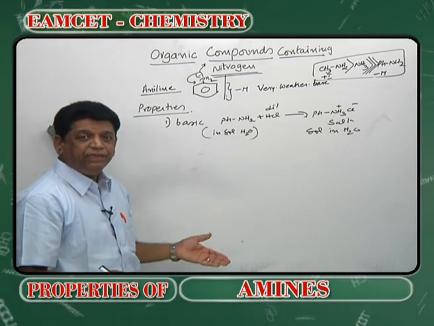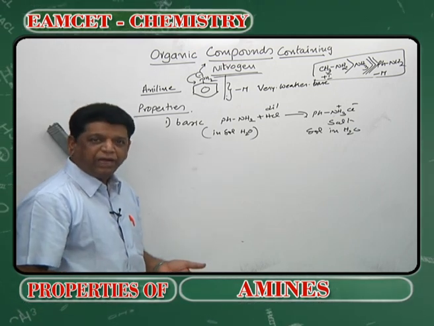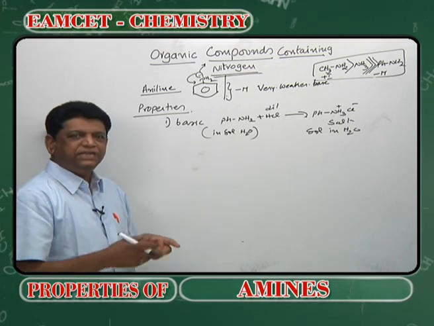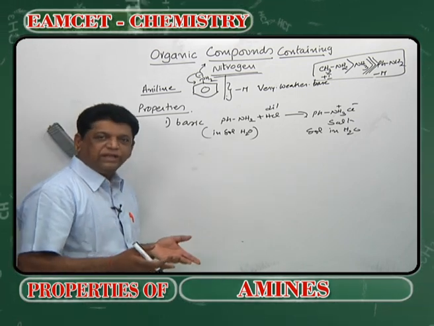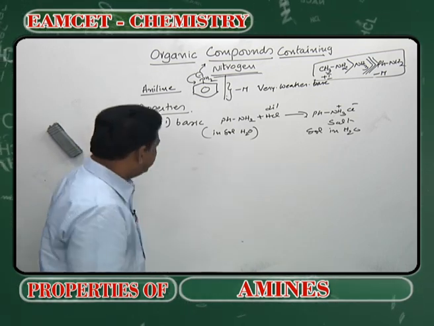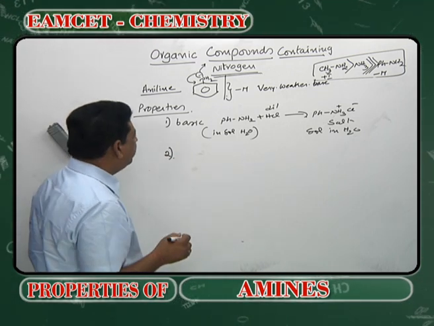Separating methods we will also see in practical chemistry. If aniline and benzene are there, how do you separate them? Add dilute HCl and shake it well. Aniline comes into the dilute HCl layer, separate it, and afterwards add dilute sodium hydroxide. The HCl is neutralized and aniline will be regenerated. So, then let us go to the other properties.